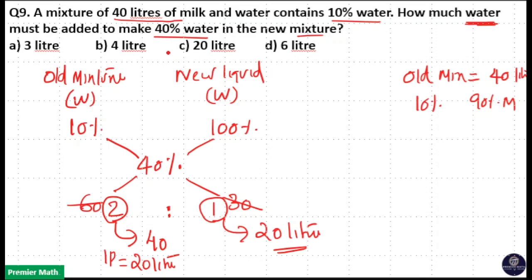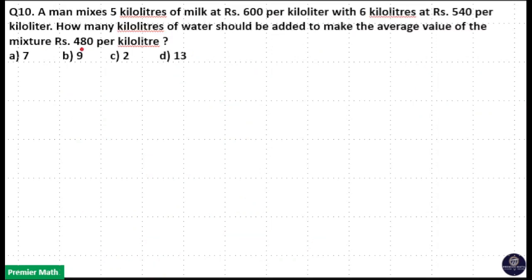So I think this method is easier than the ratio method. So option C is your answer. Always do these questions in the alligation method. This is much easier than the ratio method. Next is question number 10.